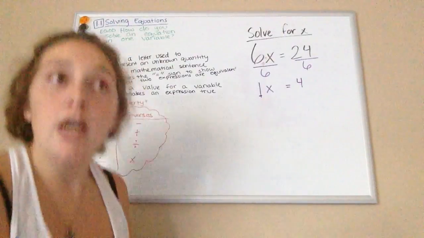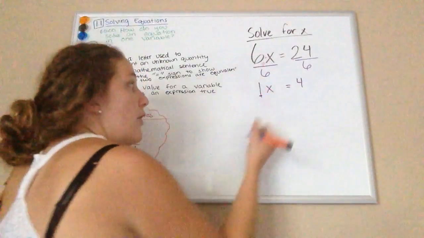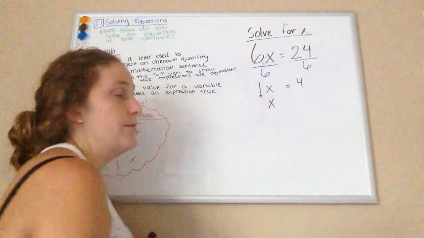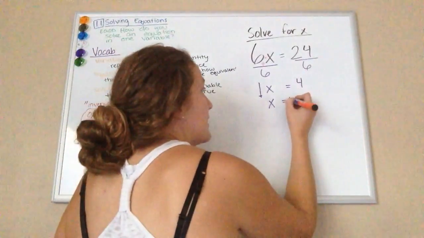Is the 1 necessary? No, it's not. Any coefficient of 1 can just be represented by the variable. So x is equal to 4.